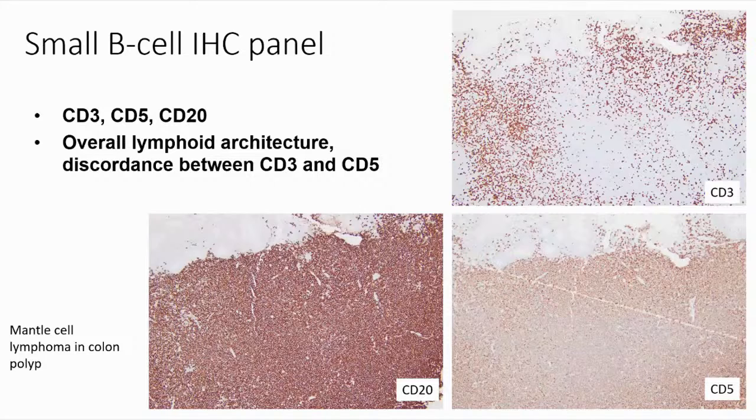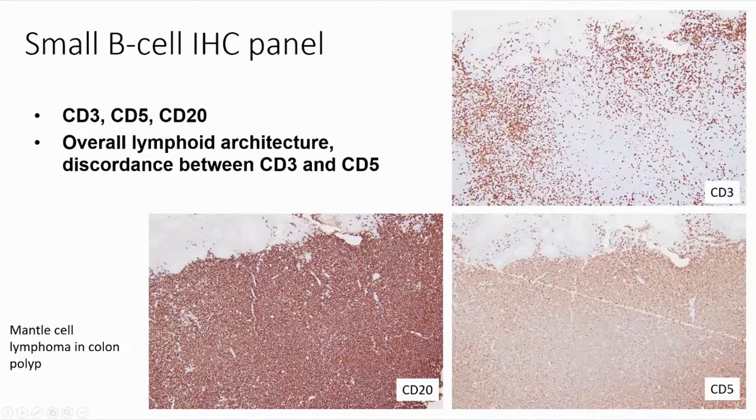And this was a particularly nice example where we're seeing a relatively limited amount of T cells by CD3, diffuse dim positivity by CD5, and then strong staining diffusely by CD20. And indeed, this ended up being mantle cell lymphoma involving a colon polyp.